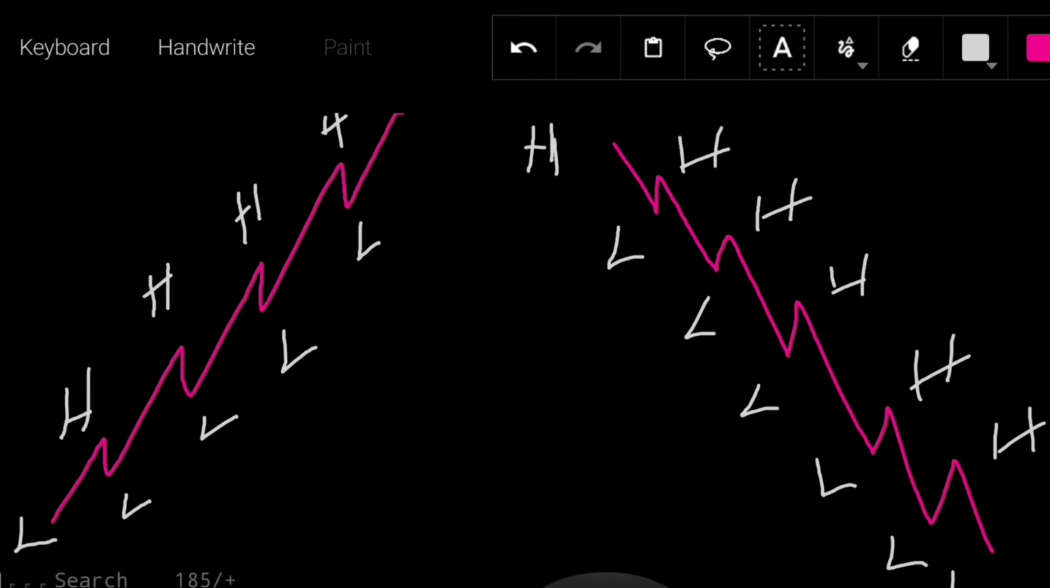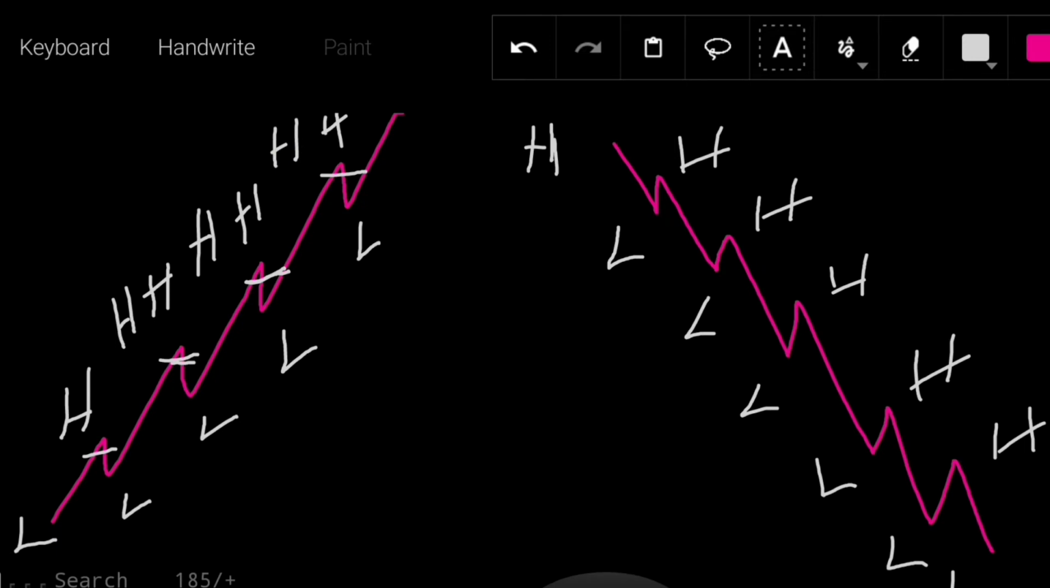So we'll have to check whether these highs are higher than the previous one. This one is higher than the previous one, so this is a higher high. Now is this high higher than this one? Yes, so this is also a higher high. Is this one higher than the previous one? Yes, so this is also called the higher high.